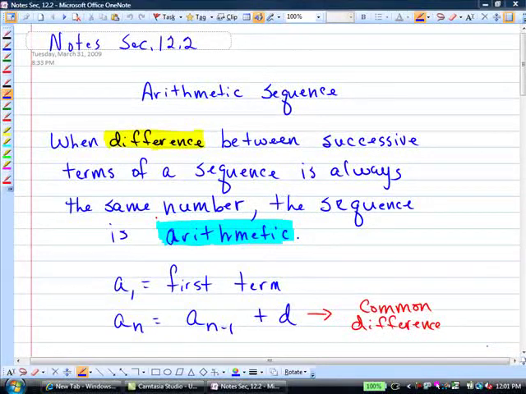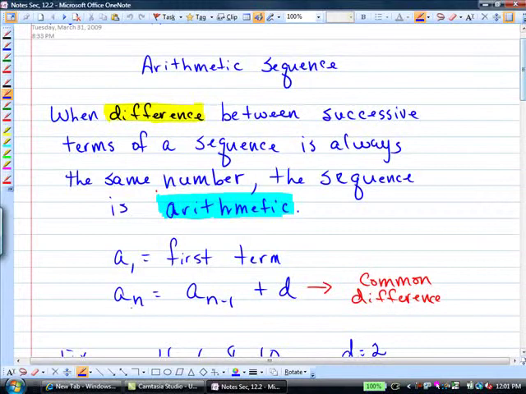All right, section 12.2. The arithmetic sequence. When the difference between successive terms is always the same number, the difference, then the sequence is arithmetic. Or you can say arithmetic if you want to. But it's that there's a common difference. The same number is added or subtracted, actually, either way, between terms. It's a common difference. And so the formula looks like what this is right here.